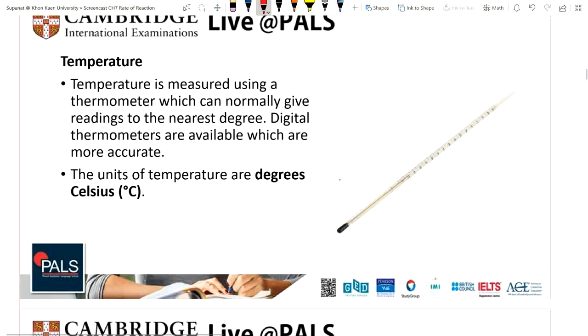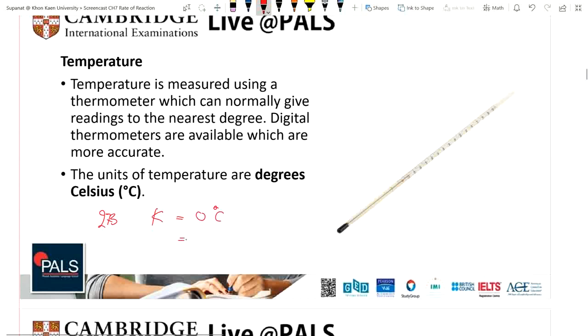Another parameter is the temperature. The temperature is measured using a thermometer, which can normally give the reading to the nearest degree. Digital thermometers are also available, which are more accurate. The unit of temperature is degrees Celsius for this thermometer, but we can convert it to another unit of temperature as well. For example, Kelvin. 273 Kelvin equals 0 Celsius.